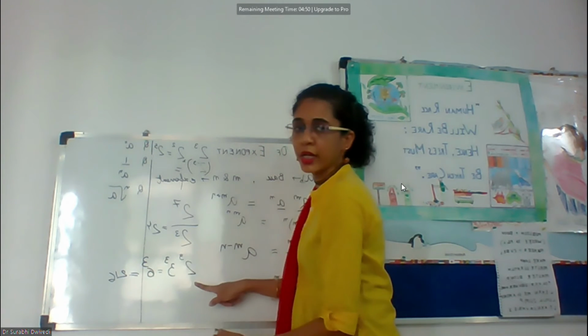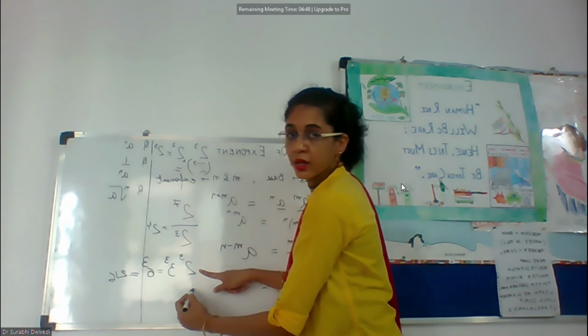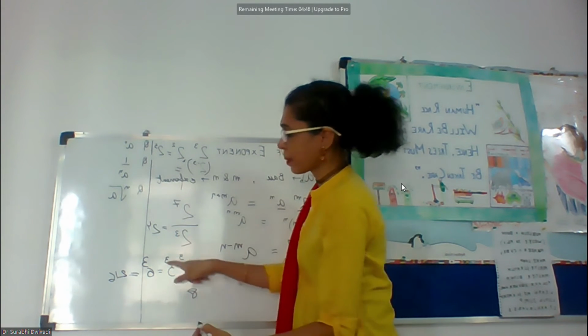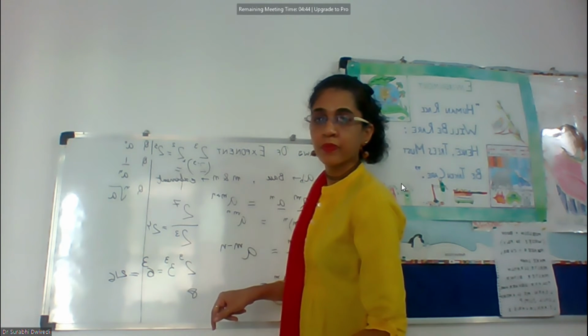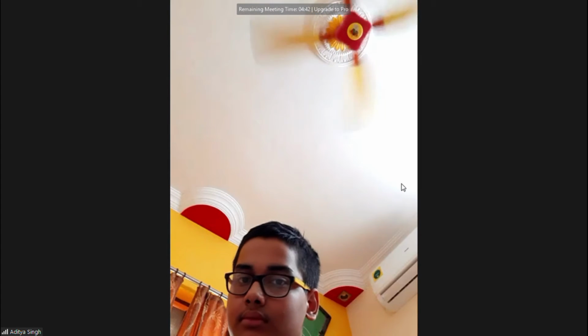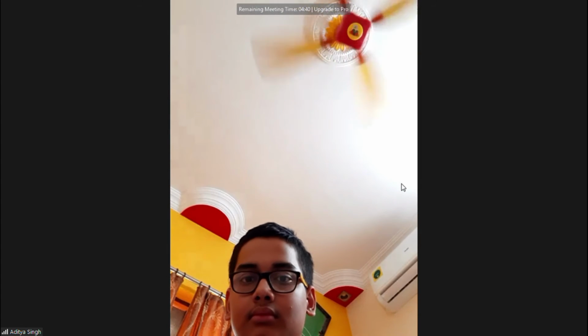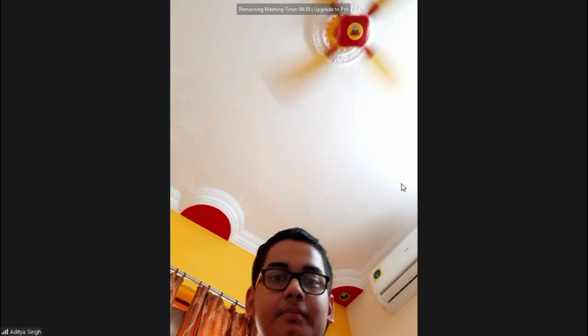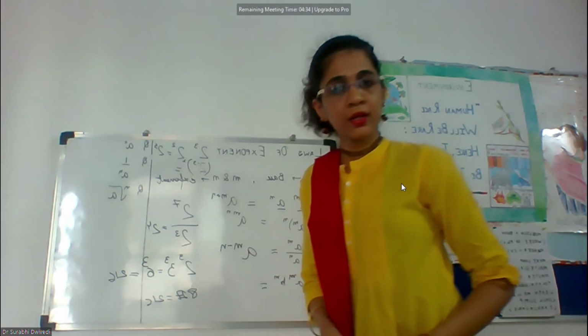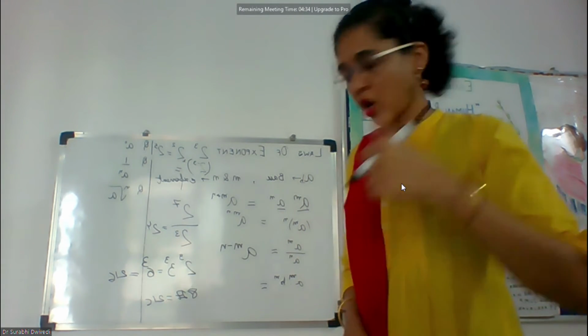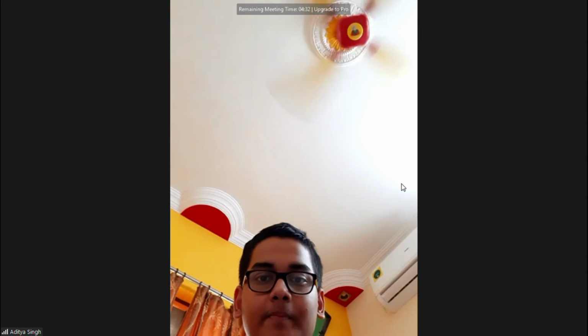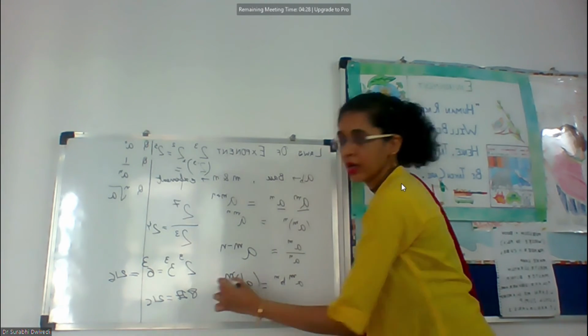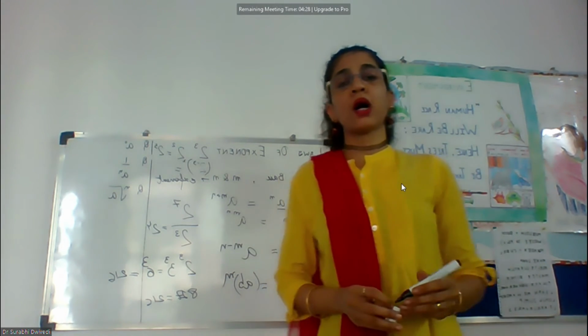What is 2 to the power 3? It is 8. What is 3 to the power 3? 27. 27 into 8, 216. Matching? Yes. Okay, so write down now without any hesitation. This is a dot b to the power m.